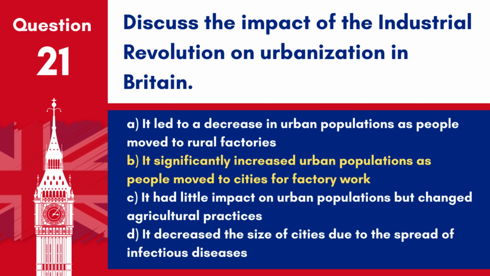Answer. B. It significantly increased urban populations as people moved to cities for factory work. The Industrial Revolution had a profound impact on urbanization in Britain, as the need for labor in factories led to a mass migration from rural areas to cities, significantly increasing urban populations.